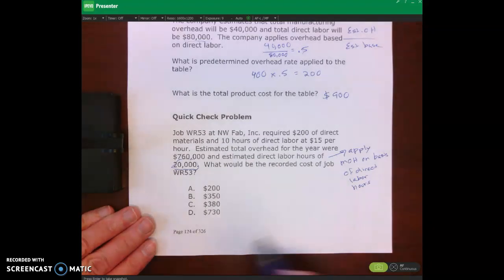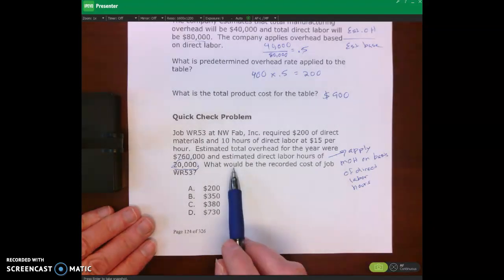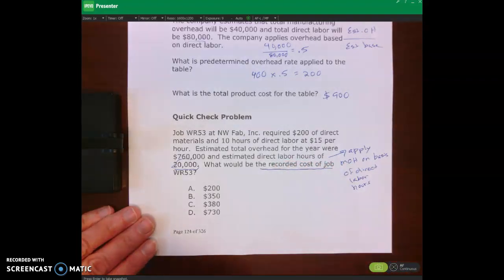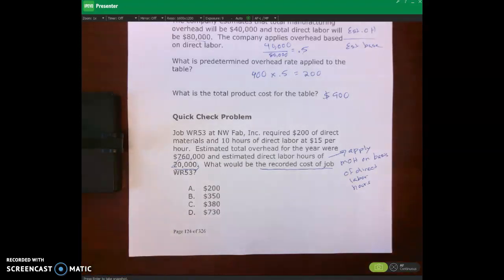Okay? So I want you to pause the lecture video, and I want you to tell me what is the total cost of the job. Not just the overhead, not just the labor, not just the materials, but the total cost of the job.